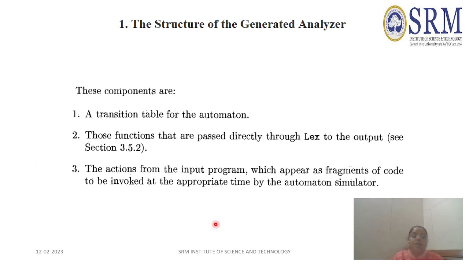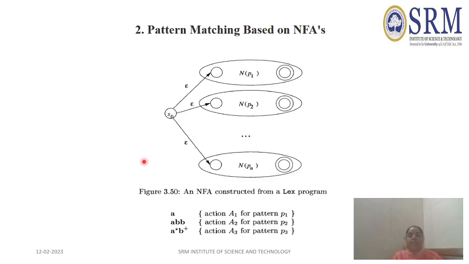And the next one, under the structure of the generated analyzer itself, a transition table is meant for, so from regular expression you are converting into an NFA, right? NFA to DFA you are doing, right? So for which you will be having a transition table for the automaton, and those functions that are passed directly through Lex to the output. The actions from the input program appear as fragments of code to be invoked at the appropriate time by the automaton simulator. Okay.